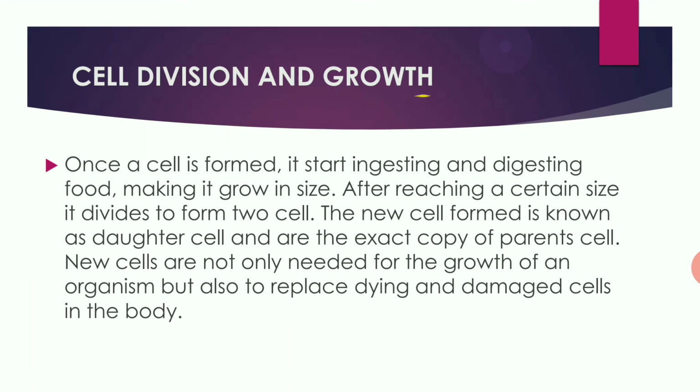Next, cell division and growth. Once a cell is formed, it starts ingesting and digesting food, making it grow in size. So what happens when a cell is formed? They start to take in food and the size of the cell grows. After reaching a certain size, it divides into two cells. The new cell formed is known as a daughter cell, and it is the exact copy of the parent cell.